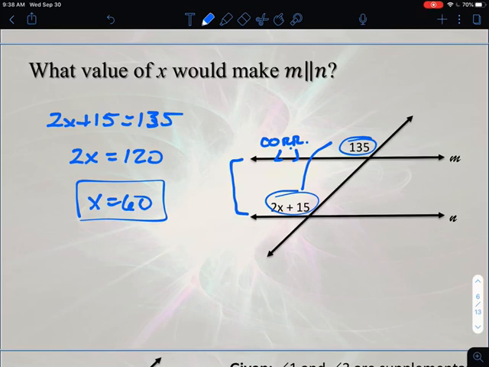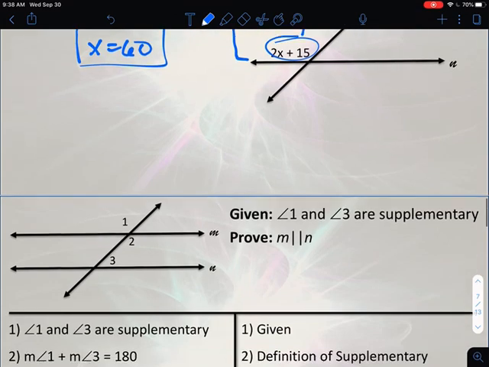So when you're given a situation like this, you just have to figure out, okay, what angle pair do I have and what's supposed to be true? Are they supposed to be equal or supposed to add up to 180 and then solve? Okay?